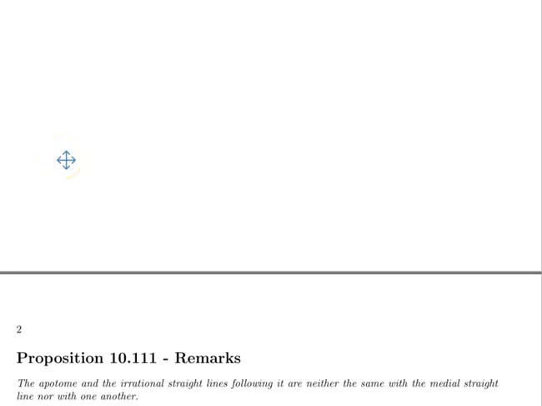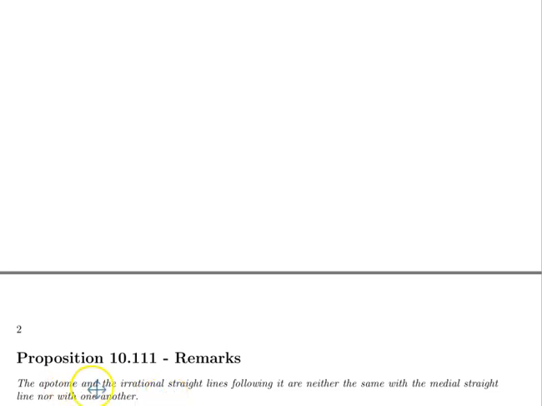Now, at the end of proposition 111, Euclid provides a set of remarks. So let's go through those remarks because they are basically a summarization of what we have already done. Now, the remark says the apotome and the irrational straight lines following it are neither the same with the medial straight lines nor with one another.